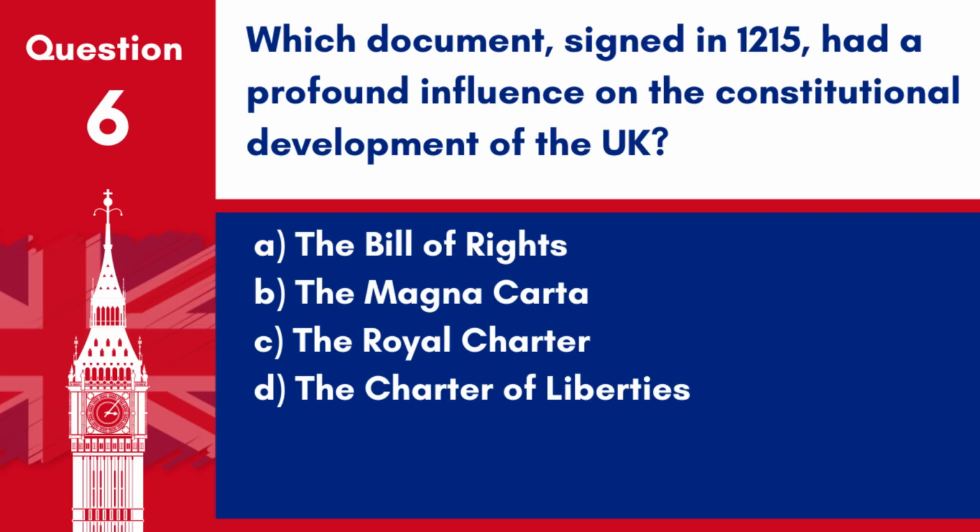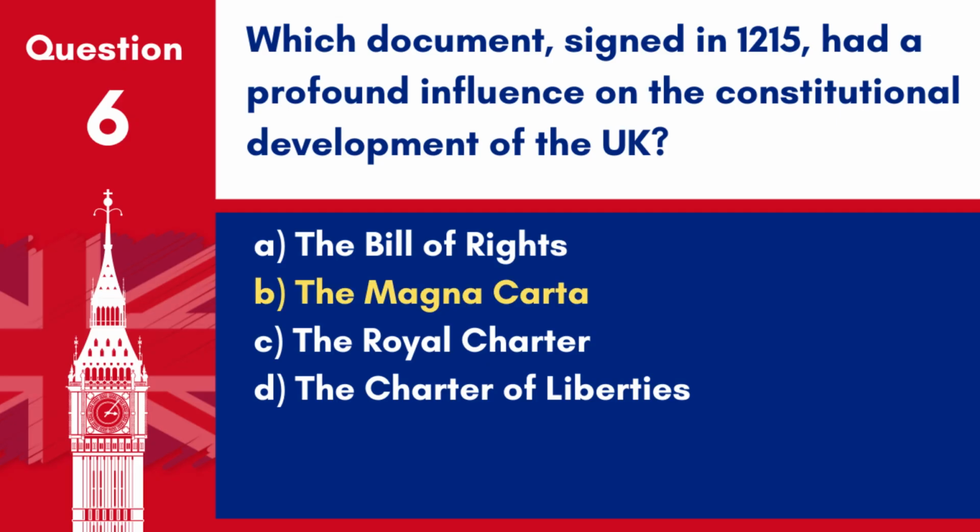Question 6. Which document, signed in 1215, had a profound influence on the constitutional development of the UK? A. The Bill of Rights. B. The Magna Carta. C. The Royal Charter. D. The Charter of Liberties.